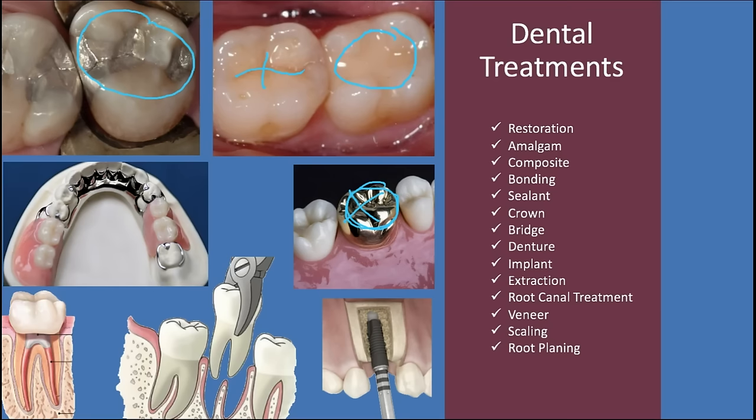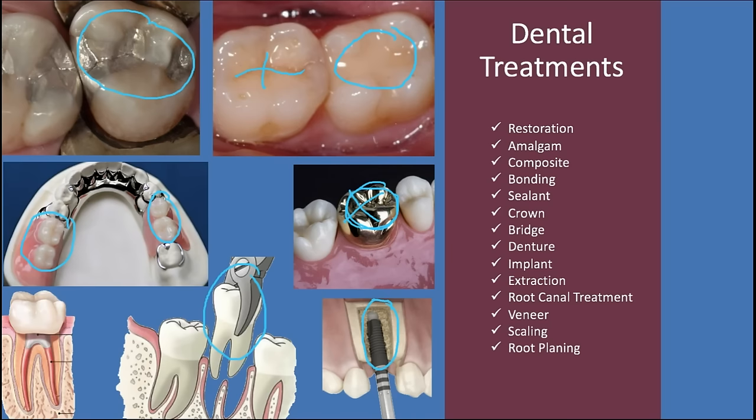Another way to replace a missing tooth or teeth is with a denture. This is something that's taken in and out by the patient and can be a partial denture like this one to replace some missing teeth, or it can be a complete denture if all of the teeth of that arch are missing. An implant is another option for replacing a missing tooth, and it's a device that's inserted into the jawbone to replace a missing tooth and hold a crown or a bridge or even anchor a denture in place. An extraction is the removal of all or part of a tooth.